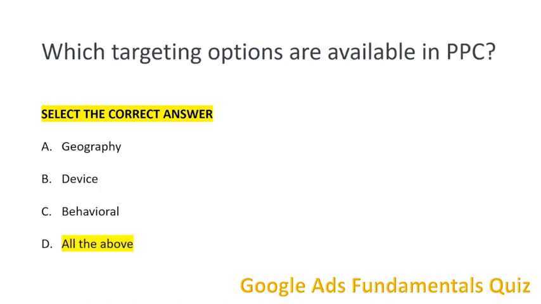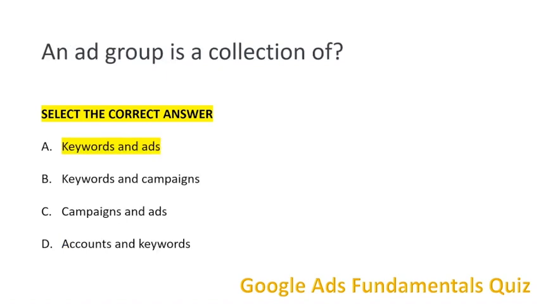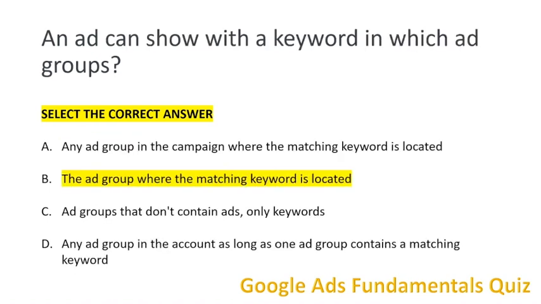Which targeting options are available in PPC? A. All the above: Geography, Device, Behavioral. An ad group is a collection of what? A. Keywords and ads. An ad can show with a keyword in which ad groups? A. The ad group where the matching keyword is located.